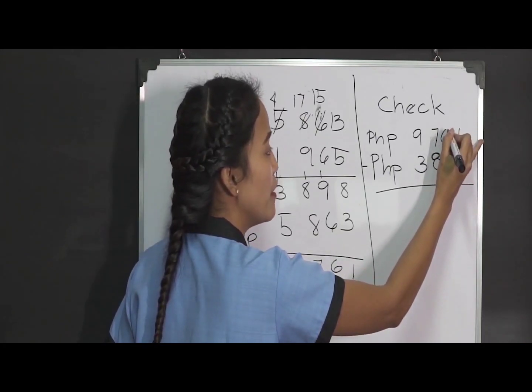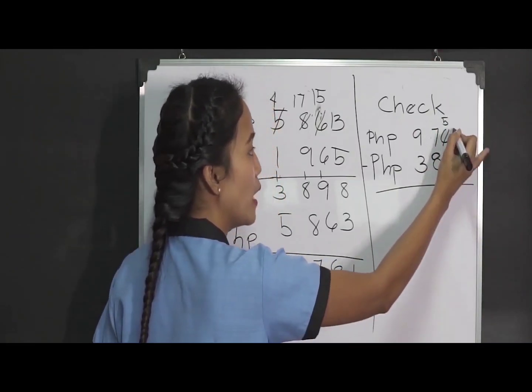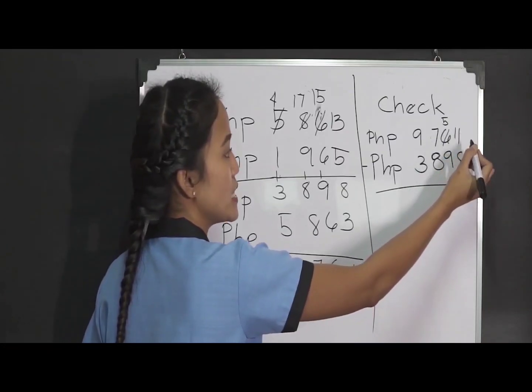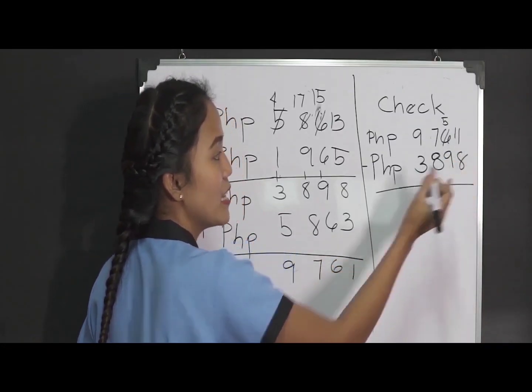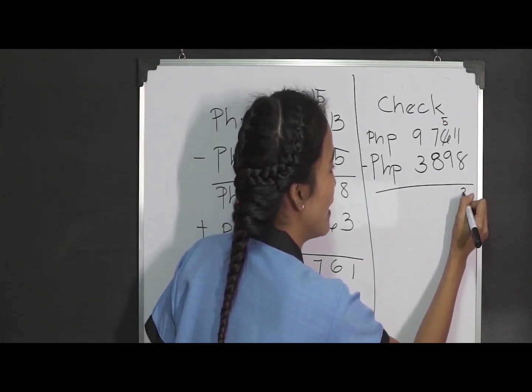So 6 will become 5. Write 5 above 6. Then write 1 beside 1. So we now have 11 ones. 11 minus 8 is equal to? Very good. It is equal to 3.